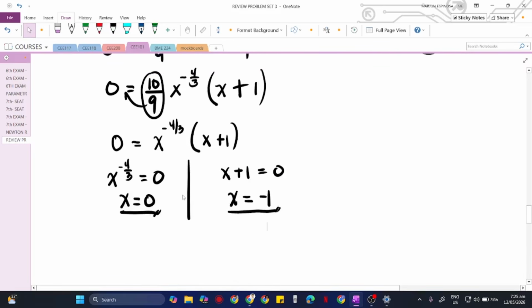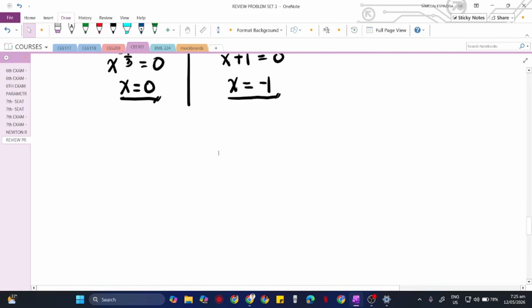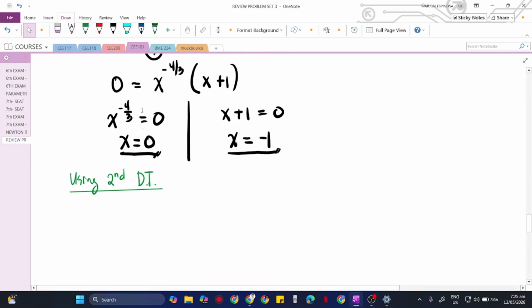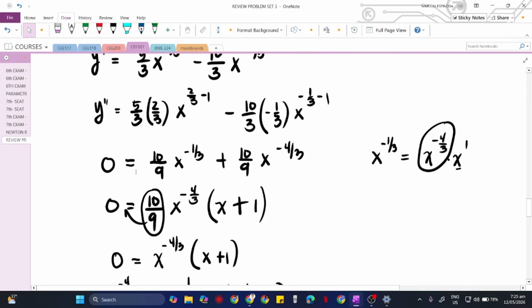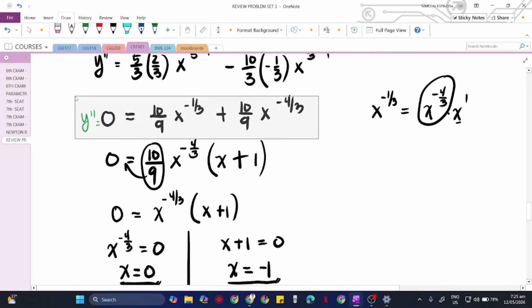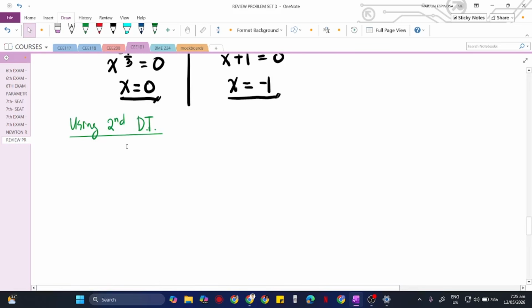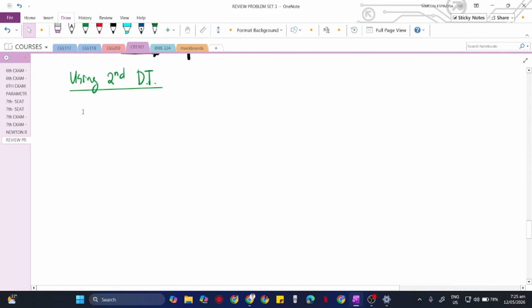Pero, itetest pa natin kung totoo ba na these are the points of inflection. Paano natin yan itetest? Using the second derivative test. So, gagamitan natin yan ng second derivative test. So, paano ba yan, class? Kunin lang natin yung second derivative. Saan na yung second derivative natin? Ito yun, di ba? So, basically, ito yung second derivative natin. Copy ko na lang to, class. Tingnan natin ano yung magiging value ng curve natin.